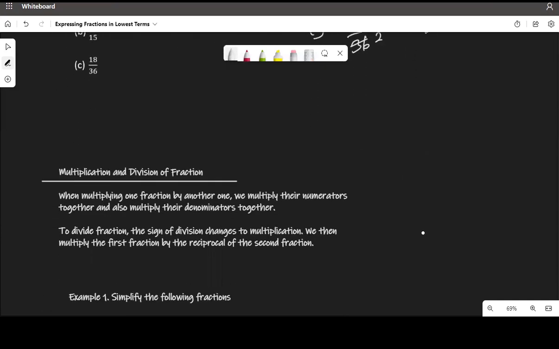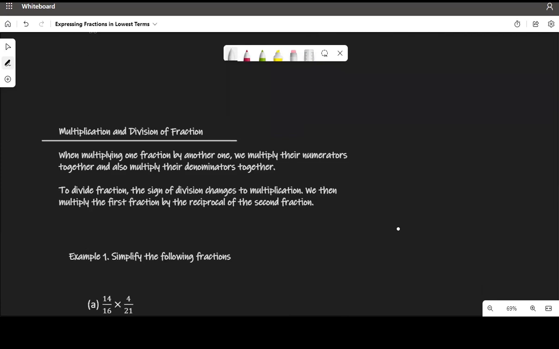Our next subtopic is multiplication and division of fractions. How do we multiply fractions and how do we divide fractions? To multiply fractions, 2 over 3 multiplied by 4 over 7, for example, we will multiply the numerator by the numerator and then multiply the denominator by the denominator. So 2 times 4 is 8 and 3 times 7 is 21.